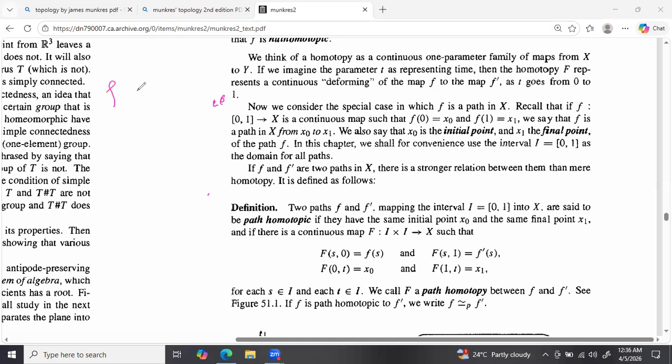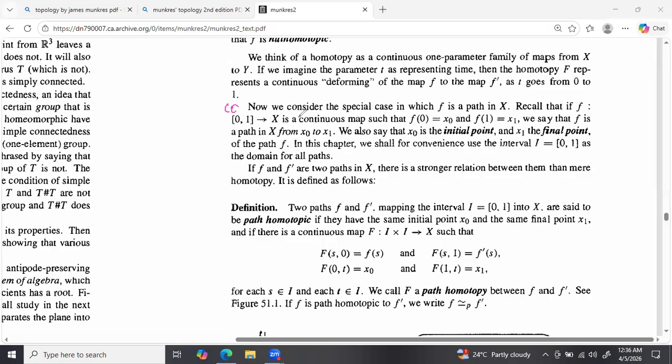So a path is a continuous function f from the interval I to X such that f of 0 is equal to x and f of 1 is equal to x prime, meaning there is a path from x to x prime. x is the image of f of 0 and x prime is the image of f of 1. So this is the definition of a path in topology. So we are talking about paths, continuous paths.